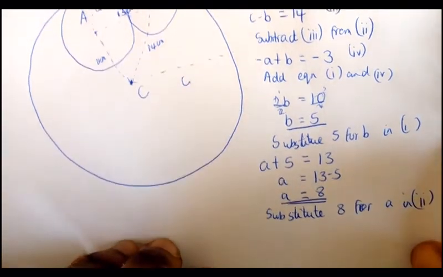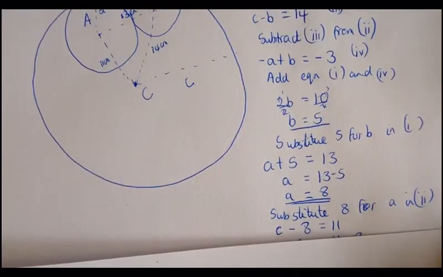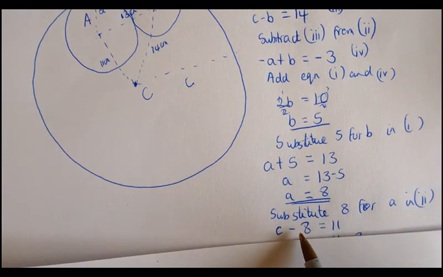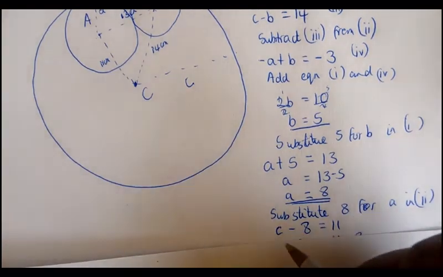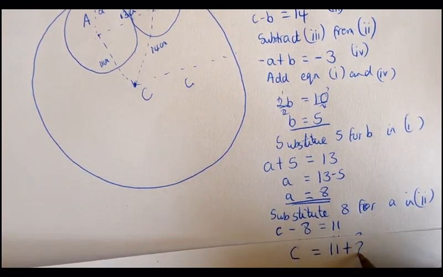Equation 2 says c minus a is equal to 11. We substitute 8 for a in 2, right? Then it becomes c minus 8 is equal to 11. And it becomes c is equal to 11 plus 8. Since we moved 8 to this side, it changes signs. So c is equal to 19.